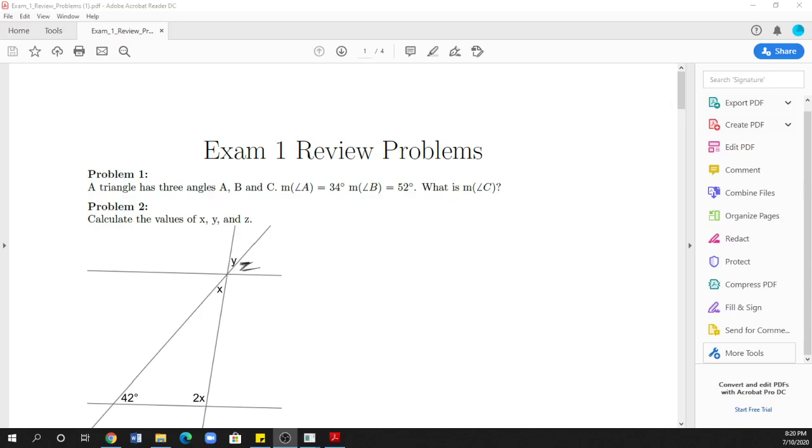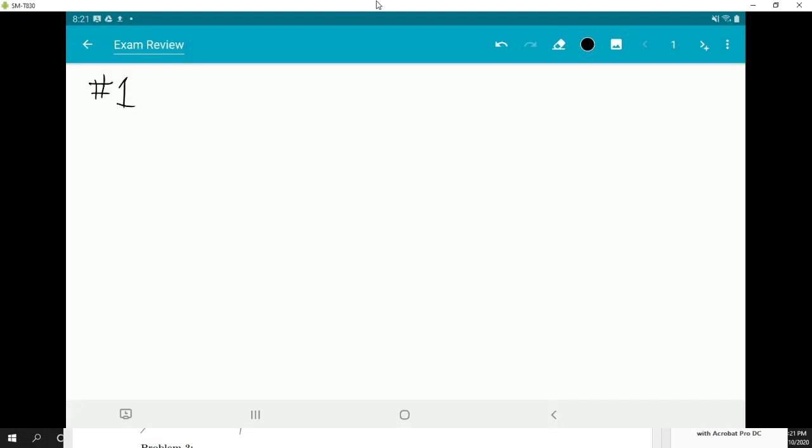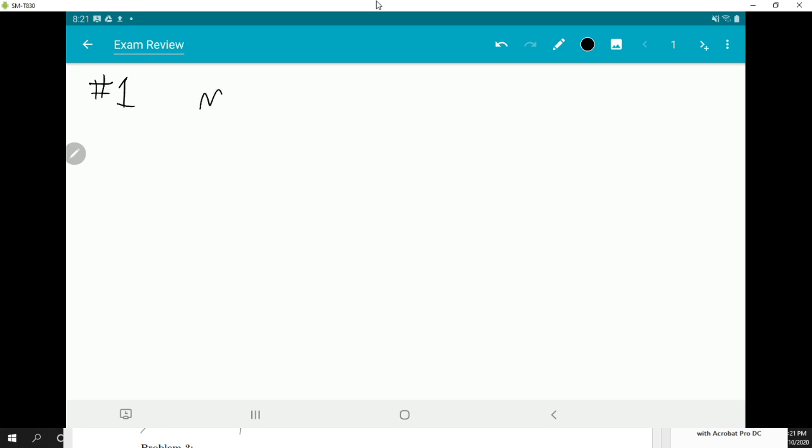Number 1. So it tells us a triangle has 3 angles, as all triangles do, A, B, and C. It gives us the measure of 2 of them, and then it's looking for the third. So one tactic that I like to try to employ when I'm doing problems is just rewrite the information that it gives me and try to figure out what it's looking for, so I can try to put that all together. So if I do that for this problem, what does it say?